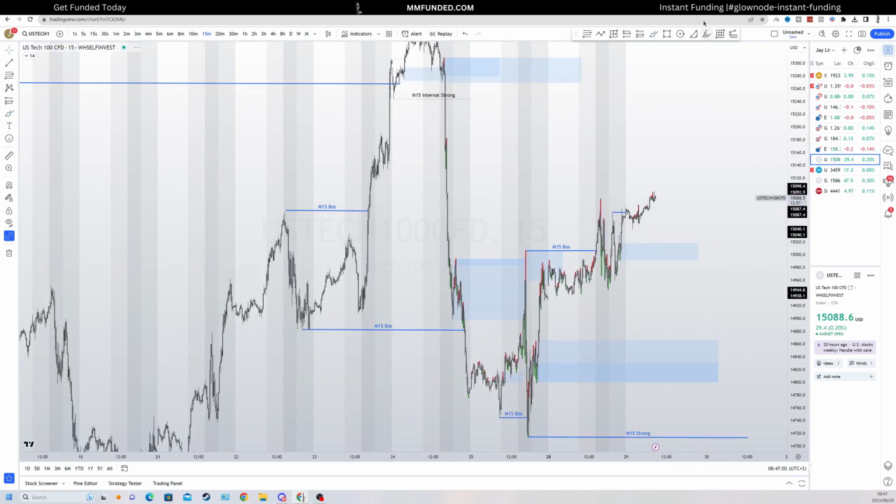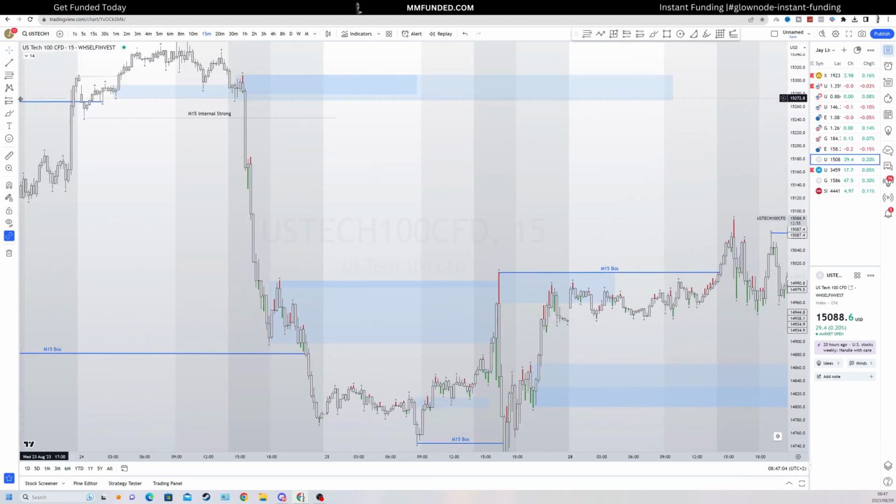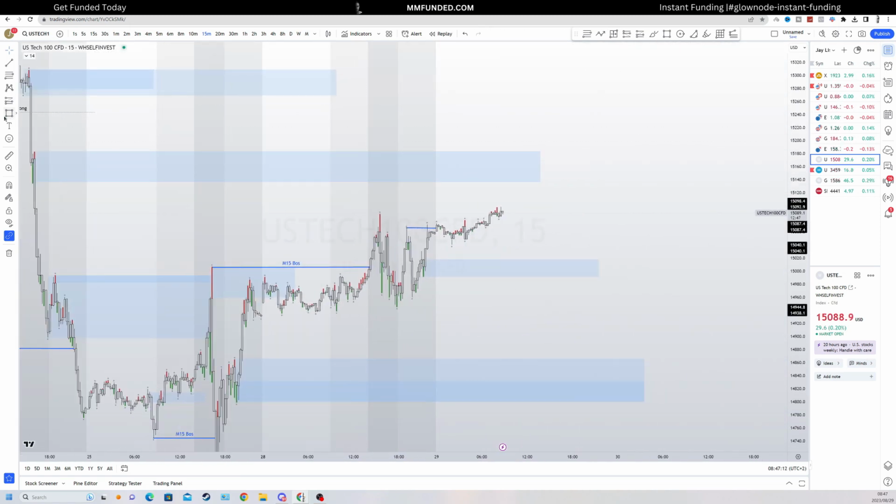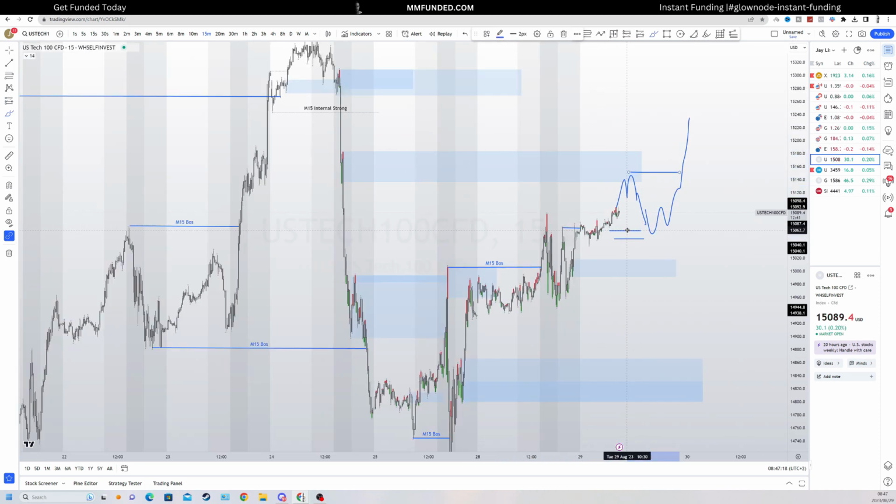Valid areas of supply. We have a valid supply zone over here that we could potentially see a reaction from. So if price mitigates this area of supply, it could cater for a bit of reaction into demand areas that are in control to continue targeting those internal weak highs.